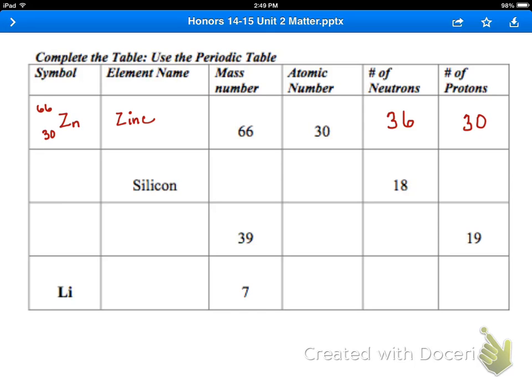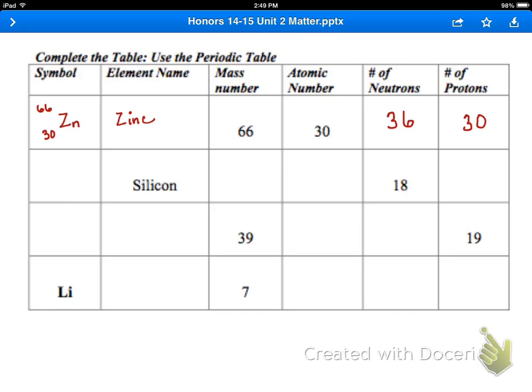So this first row shows you how to write things. How do we know that it's zinc? Because the atomic number is 30, and you look at that on the periodic table and say, okay, atomic number 30, it's got 30 protons and it is going to be zinc. Because the mass number is 66, subtract out 30 protons and you have 36 neutrons left. The symbol is written Zn for zinc, atomic number on the bottom, that's 30, mass number on the top, that's 66. So this actually gives you all the information that you need.